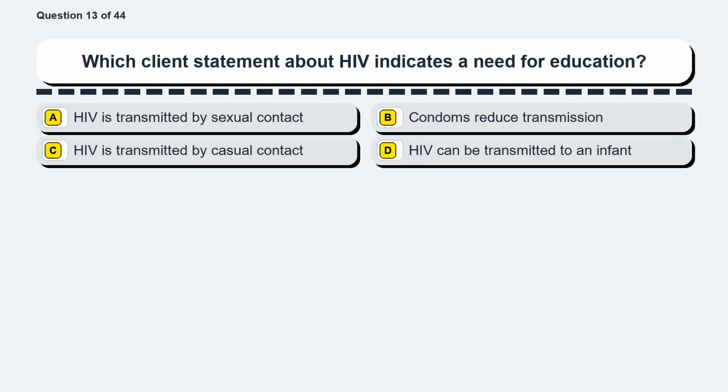Question 13. Which client's statement about HIV indicates a need for education? Option A, HIV is transmitted by sexual contact. Option B, condoms reduce transmission. Option C, HIV is transmitted by casual contact. Option D, HIV can be transmitted to an infant.